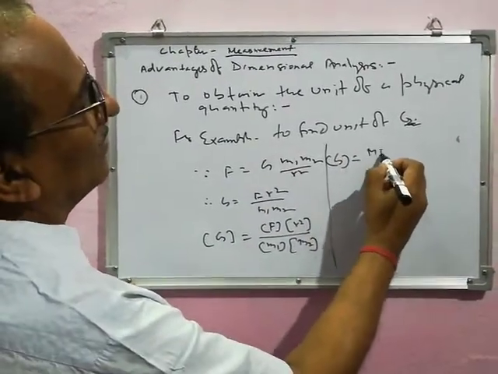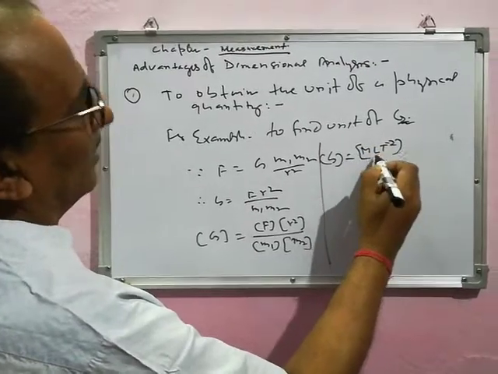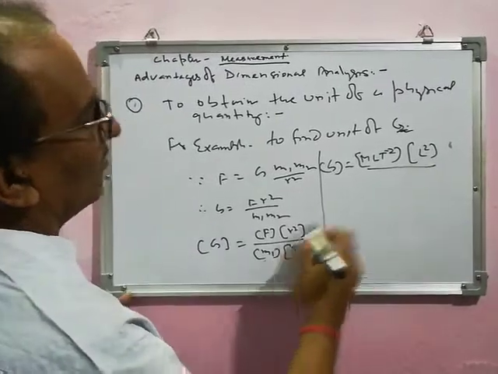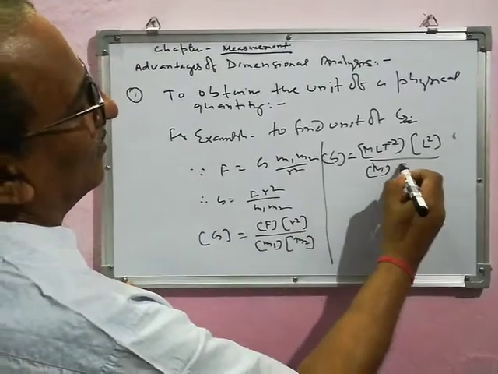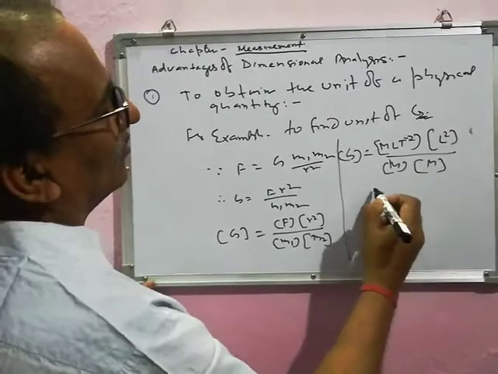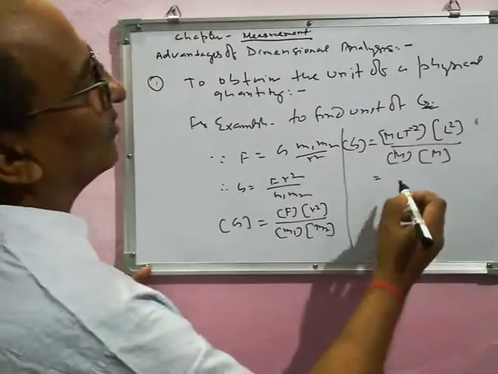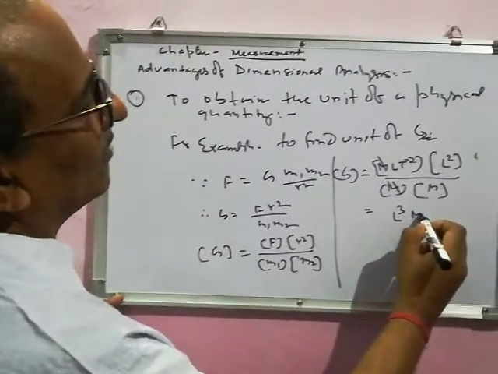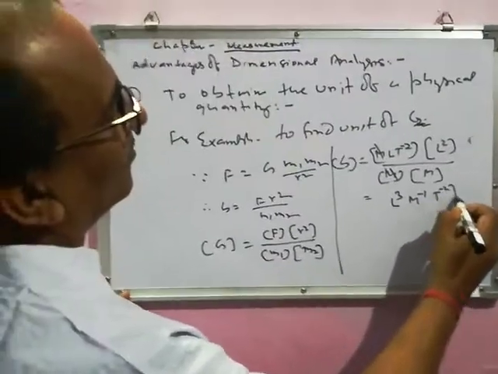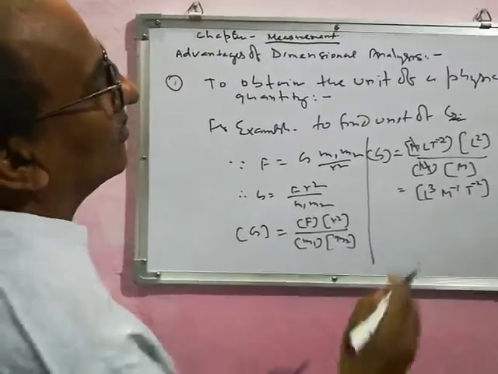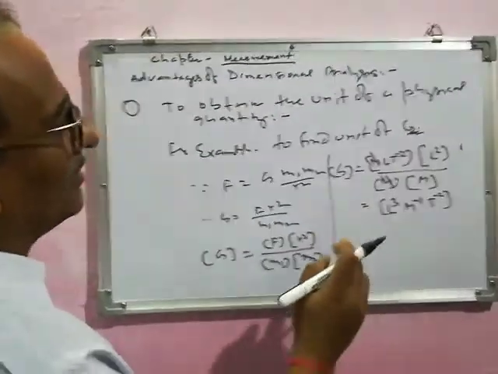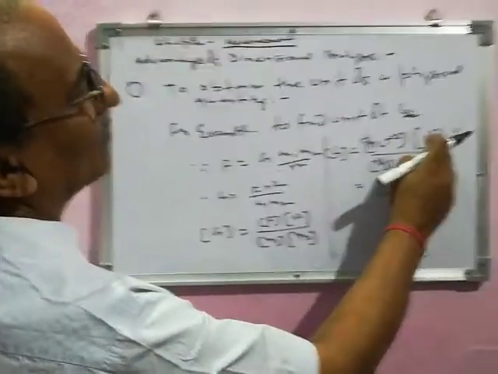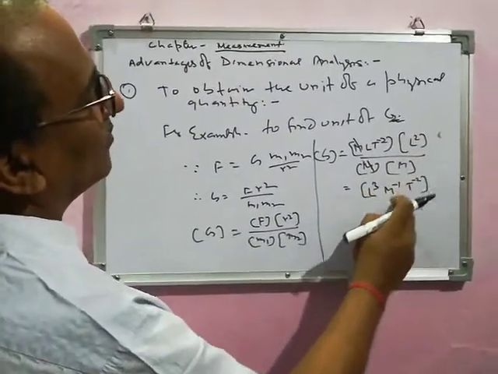The dimension of force is M L T power minus 2, and r is distance, so its dimension is L square, and for m1 it is M, and for m2 again M. So M will be cancelled, and L and L square become L cubed. The dimension becomes L power 3, M power minus 1, and T power minus 2. So in this way we have written the dimensions of the gravitational constant.